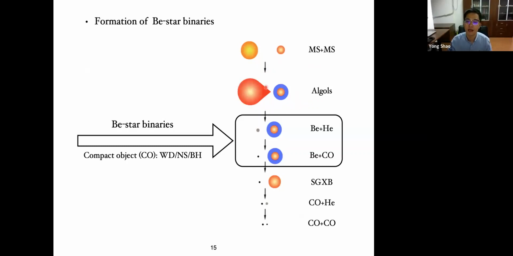After this phase, the primary star will lose its hydrogen envelope and leave behind its helium core. The post-mass transfer binary will contain a Be star and a helium star, where the helium star evolves to be a compact object, which could be a white dwarf, neutron star, or black hole. At this time, this binary is a Be plus compact object binary.